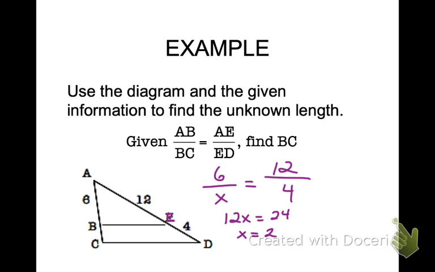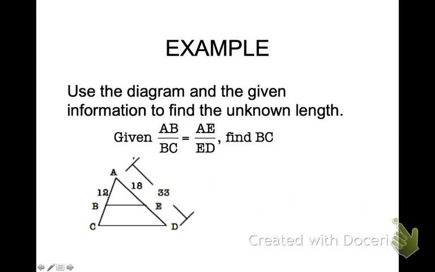Do we get 2? So we got to make sure we write our final answer. BC is equal to 2. Don't write X equals 2 because we're asked to find BC's length. Okay? Pretty easy, yeah? Hopefully. All right, number 2.